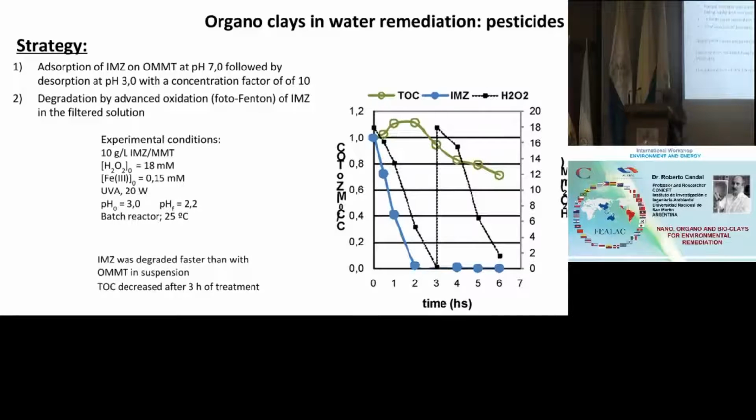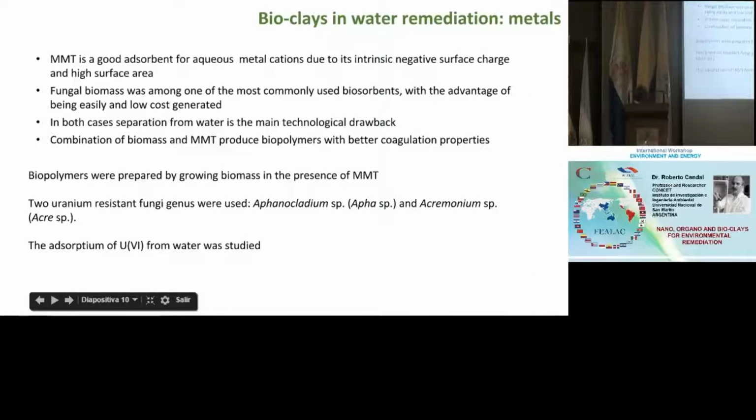This is done through other types of work that we have done in our laboratory. This is the strategy to eliminate pollutants in solution. Bio-Clays, that's what my colleagues call them in the laboratory. This is what we do in our working group. Here we combine the capacity of biomass to absorb, in this case fungi, with the capacity of the clay to absorb metals. We're working with montmorillonite.